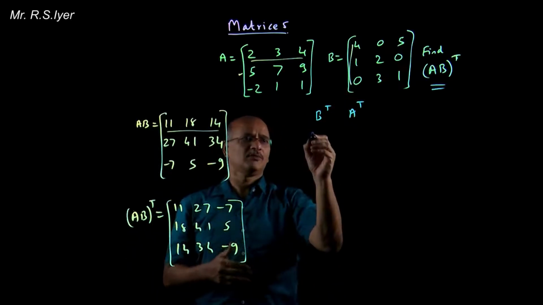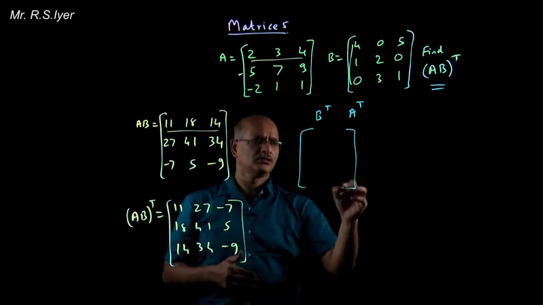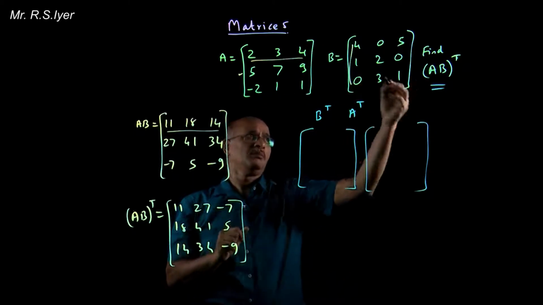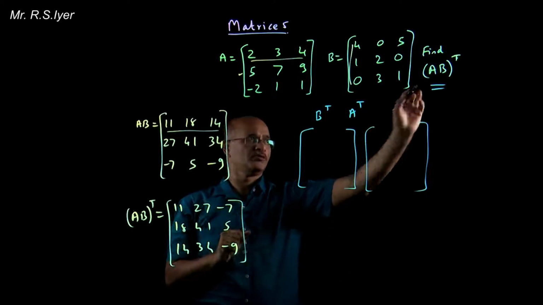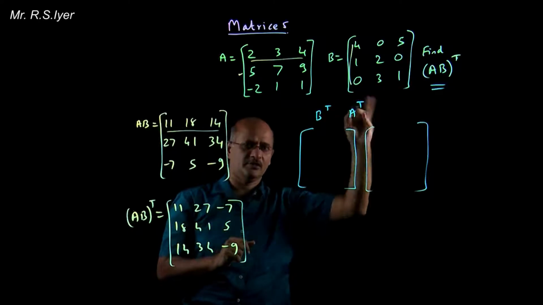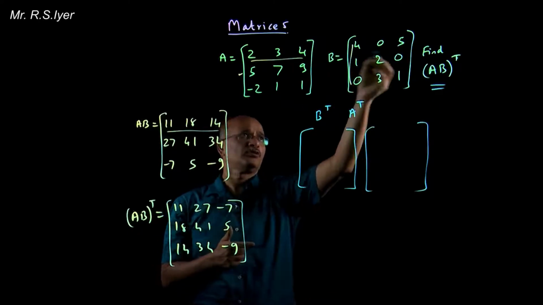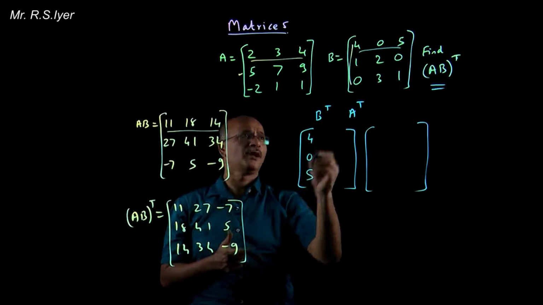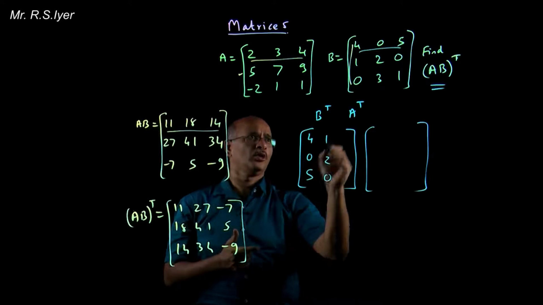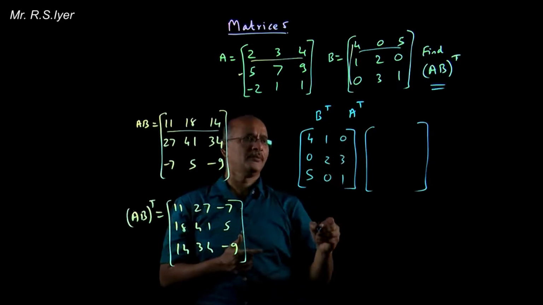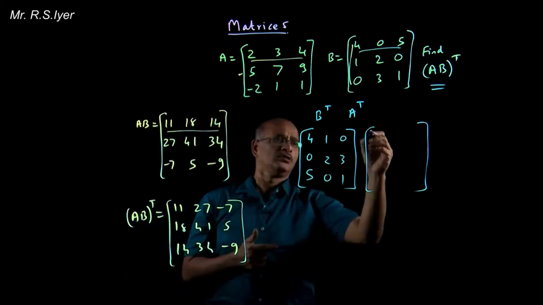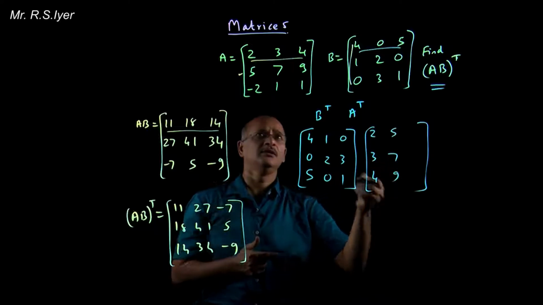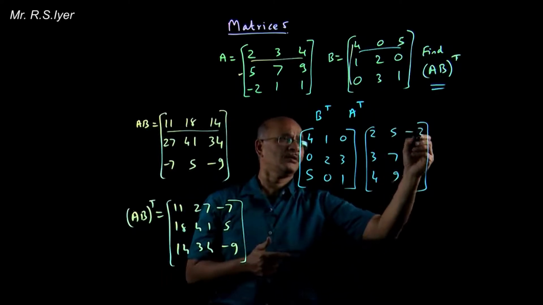So B transpose and A transpose. I am just writing the matrices here. Now remember, AB transpose is not A transpose into B transpose. It is B transpose into A transpose. Reverse. So let us write B transpose now. So 4, 0, 5. The first row will become the first column, 4, 0, 5. Then 1, 2, 0, then 0, 3, 1. Similarly, A transpose: 2, 3, 4, 5, 7, 9 and minus 2, 1, 1.